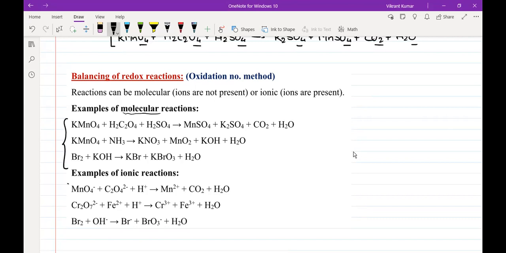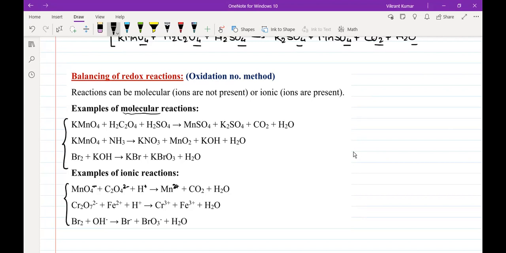But if you see the second category, we are having MnO4 minus, C2O4 2 minus, H plus, Mn2 plus. It's not that every substance has to be ionic, but even if one substance is ionic, it will be called an ionic reaction. So we need to take care of the total charge on the left and the right side also. Similarly, Cr2O7 2 minus, Fe2 plus, H plus, Cr3 plus, Fe3 plus. H2O is not ionic. It is having simply 0 net charge, but still it will be called an ionic reaction. Is it okay up to this point?